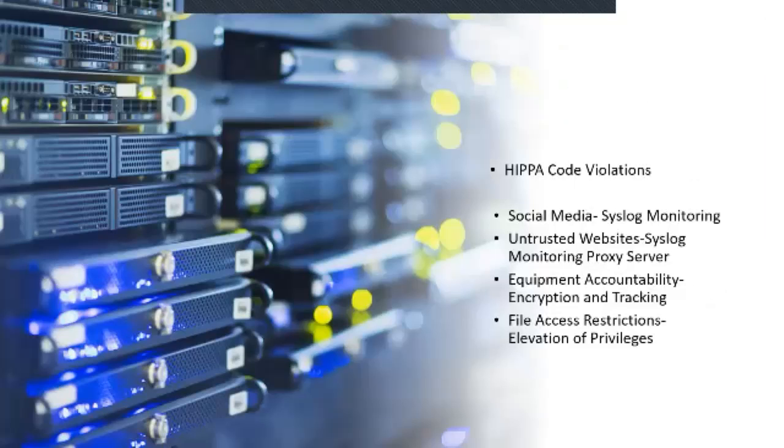Some of the things we're going to discuss are the HIPAA violations, which actually pertain to social media, websites, accountability of equipment, and access restrictions. Social media is actually being monitored by the system log. The system log means that everything is being monitored on the network, and we can go back and see if there are any violations. Trust websites will be addressed under the proxy server, monitoring system logs. Equipment accountability: there's encryption and tracking. File access is actually restricted by elevation privileges, and we'll discuss that as we go further into the presentation.